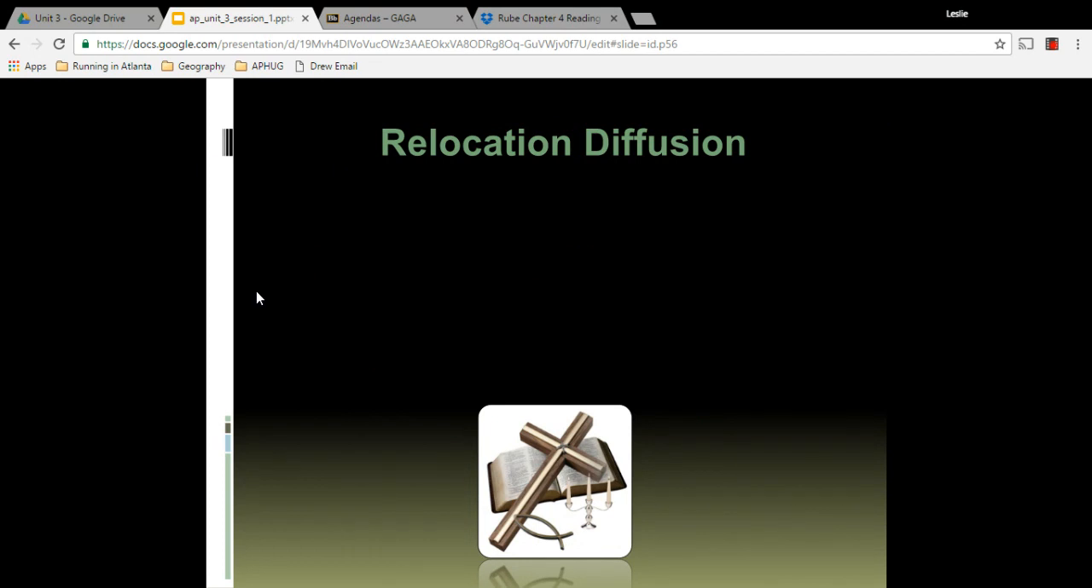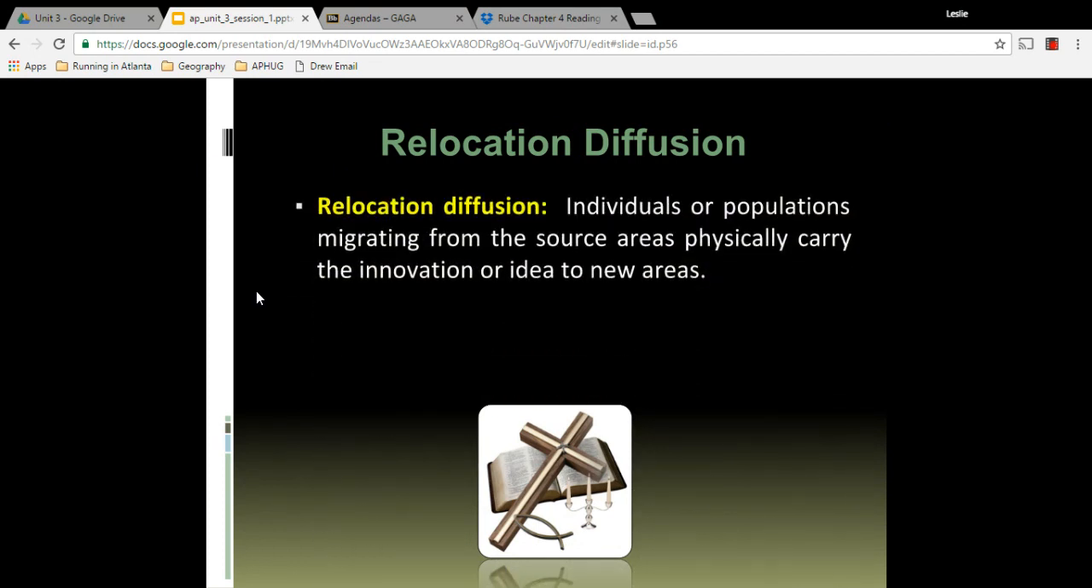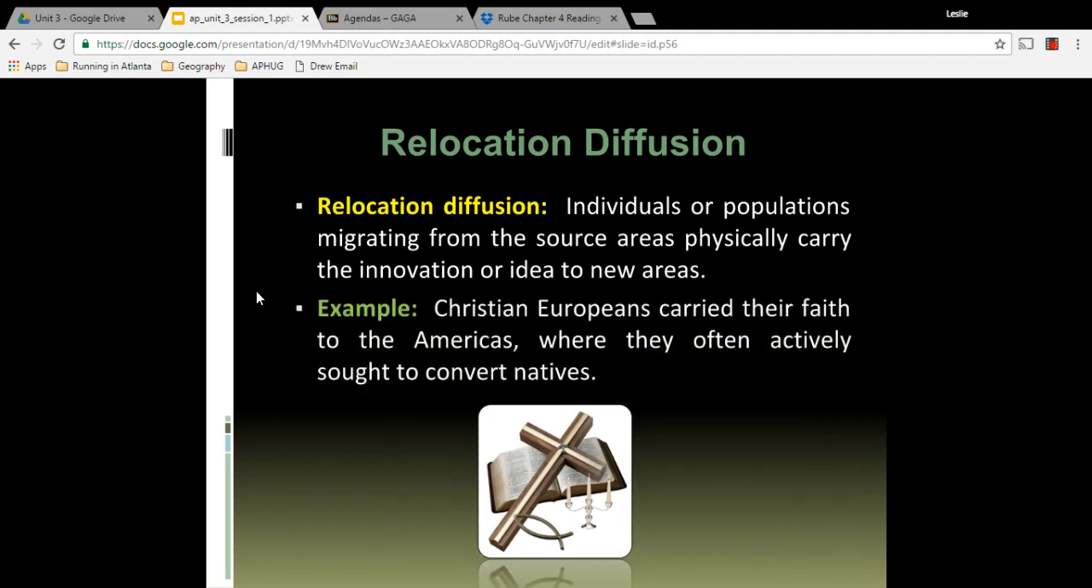All right, relocation diffusion. This is when individuals or populations migrating from the source or hearth areas physically carry the innovation or idea to new areas. An example, again, we're going to use a religious example. Christian Europeans carried their faith to the Americas where they often actively sought to convert the natives.